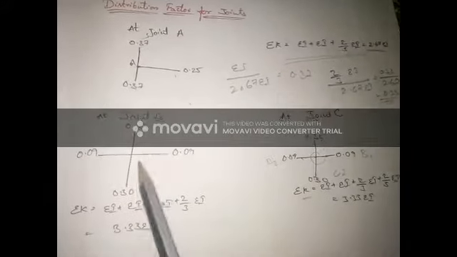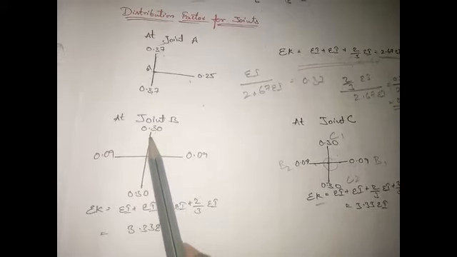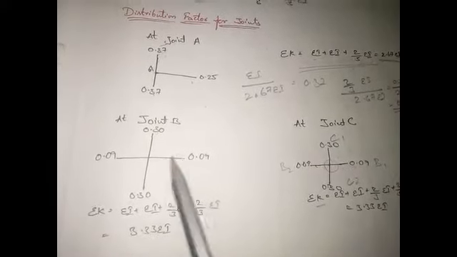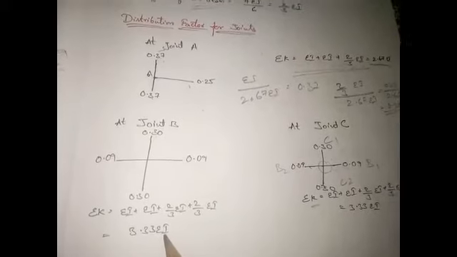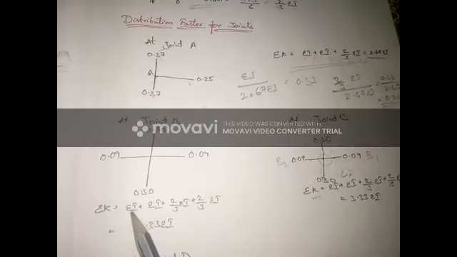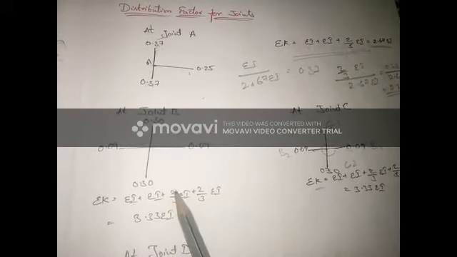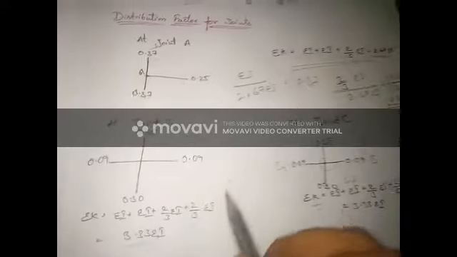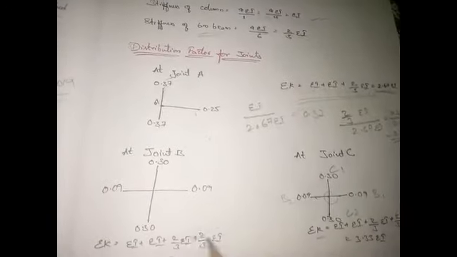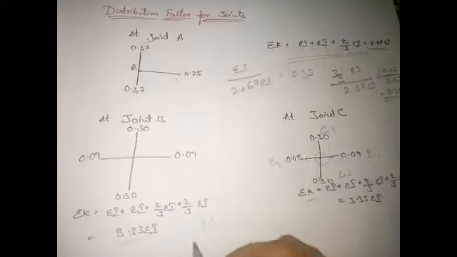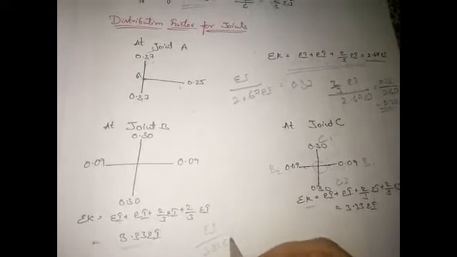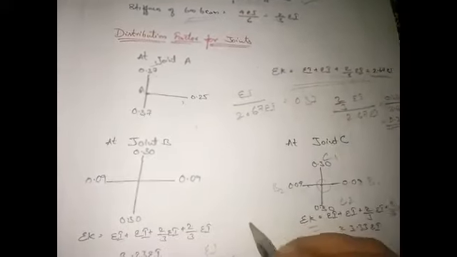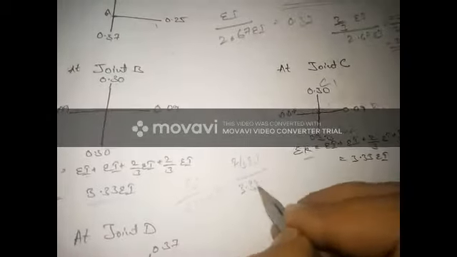So next, with respect to joint B, we have 2 columns and 2 beams, that is, the sum of stiffness is EA plus 2 by 3 EA plus 2 by 3 EA. The sum of stiffness is 3.33. So here it is EA by 3.33 EA, that is equal to 0.30. And next is 2 by 3 EA by 3.33 EA, that is equal to 0.09.